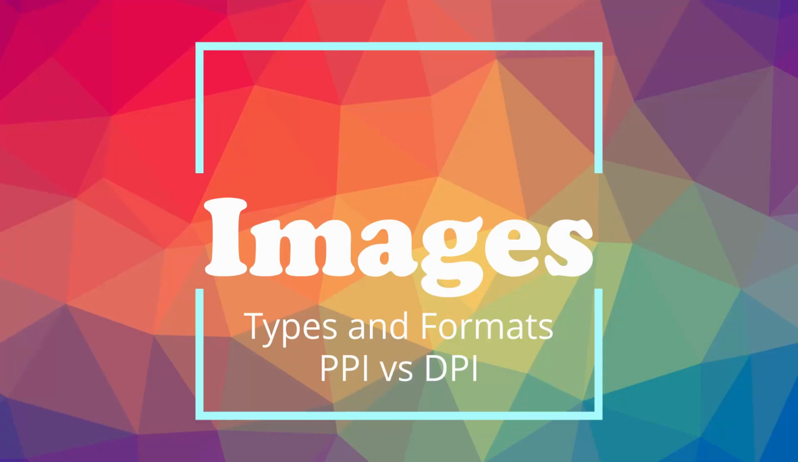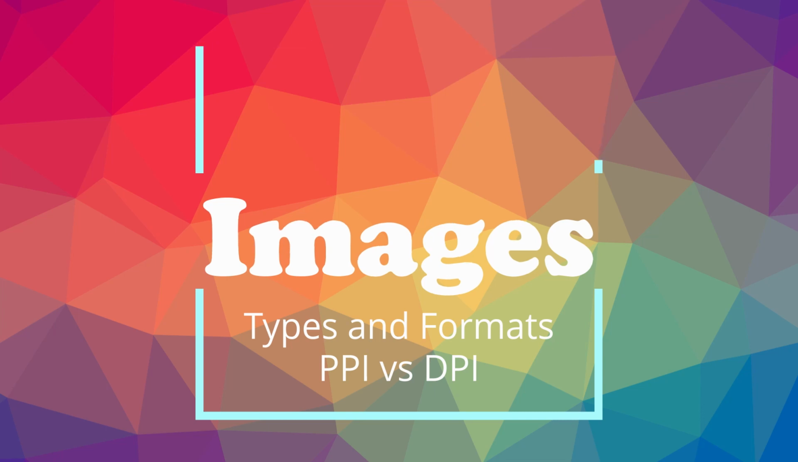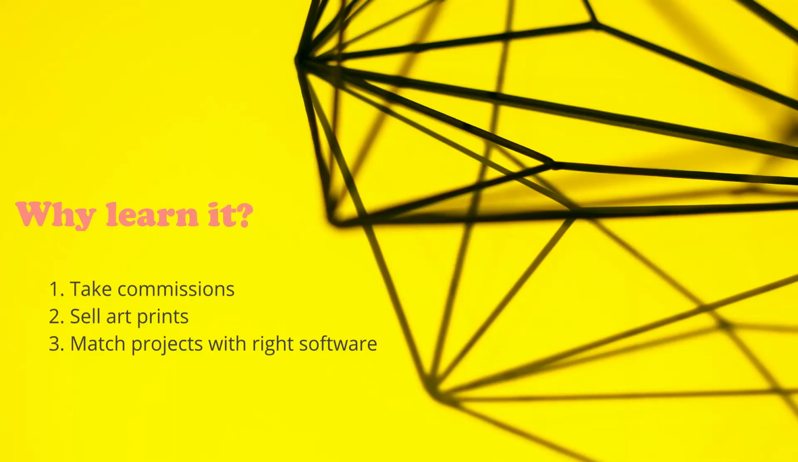Now back to this video, it's going to be a little technical in which we will learn about images, types, formats, PPI, DPI and the difference between them and so on. I thought of including this topic before getting into more on the features of GIMP because it may help artists to take commissions for digital artwork or help them sell prints of their work. It will also make it easier for you to choose projects, choose software which would fit into those projects, or take new strides in your art career. So without further ado, let's dive in.